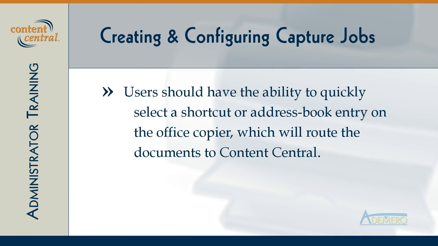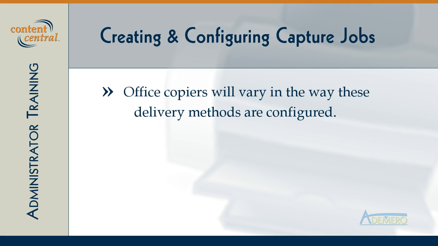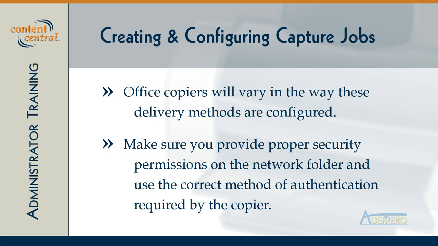And it also means you'll need to set up the Office copier with a shortcut or address book entry that users can choose when selecting where they want their scans to go. Office copiers can be a bit tricky when configuring them to scan to a Windows folder, because every Office copier has a different method for configuring shortcuts or address book entries, and also because it can be difficult to figure out the right security settings that a copier should use to gain access to the folder.